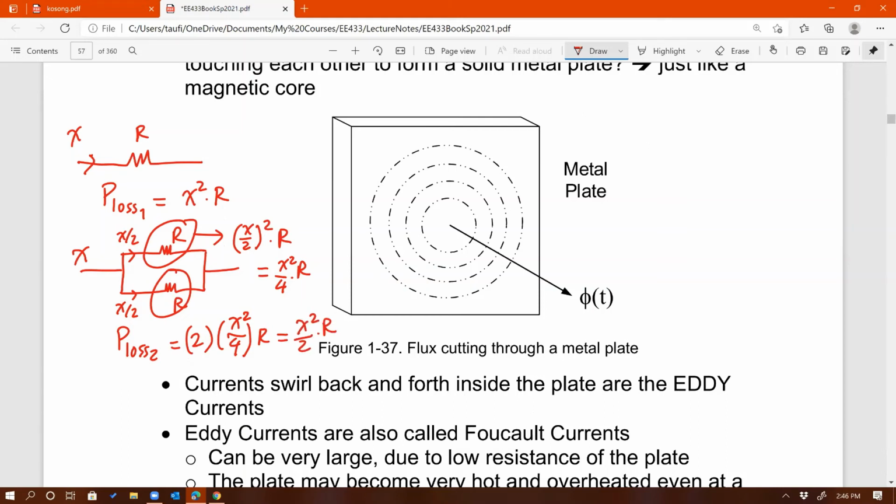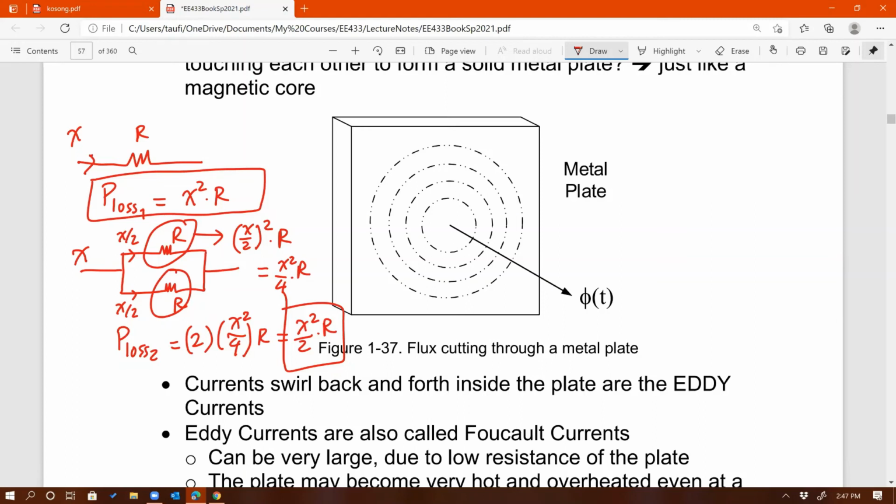Go ahead and compare the two. Which one has less? The second one, of course, right? So simply by allowing multiple paths for that same current, you reduce the loss. In this case, if you add another path, you reduce the loss by a factor of 2. You halve the loss.